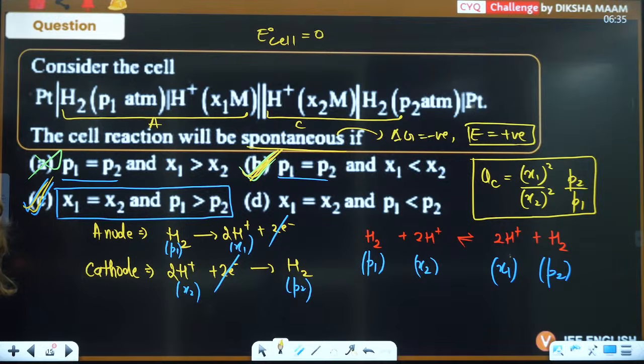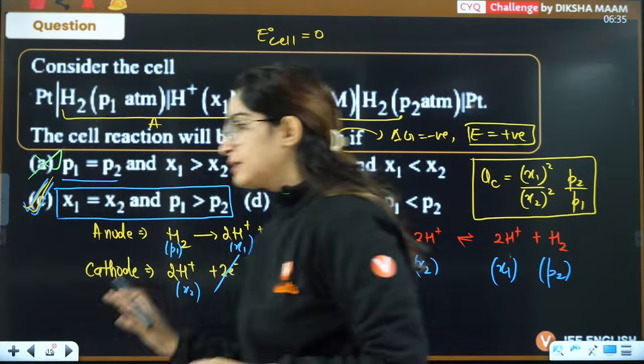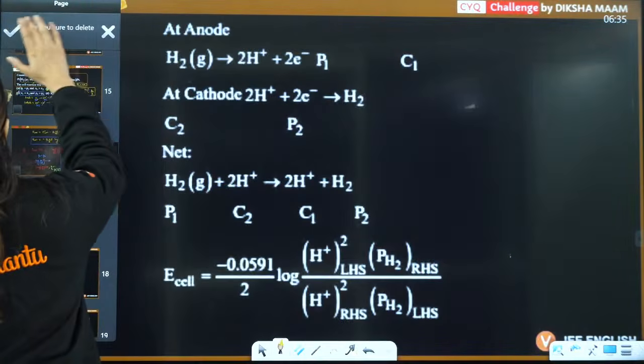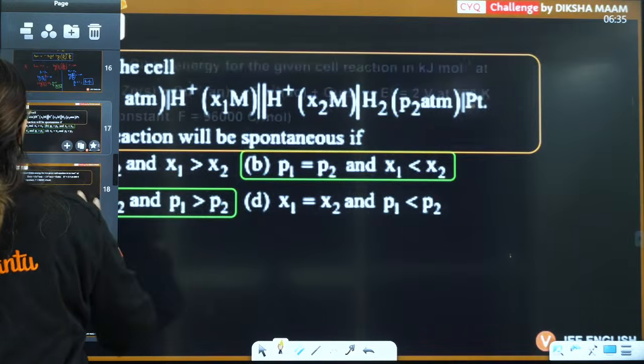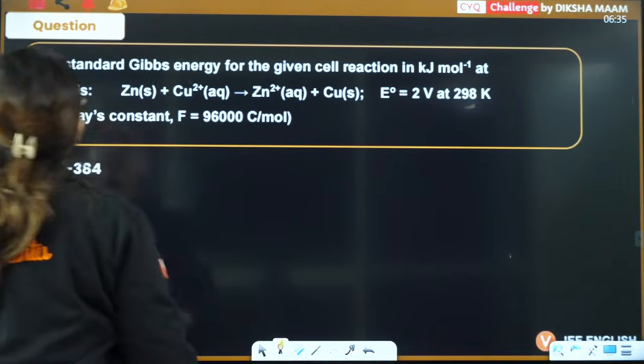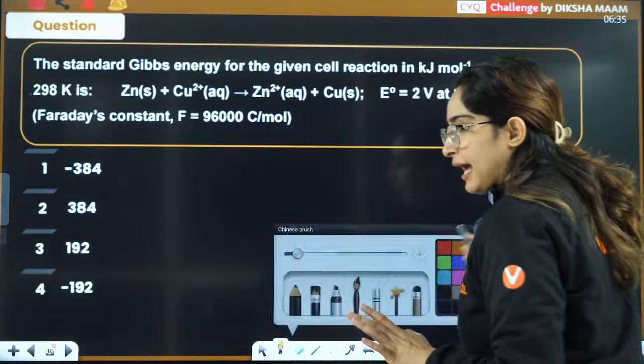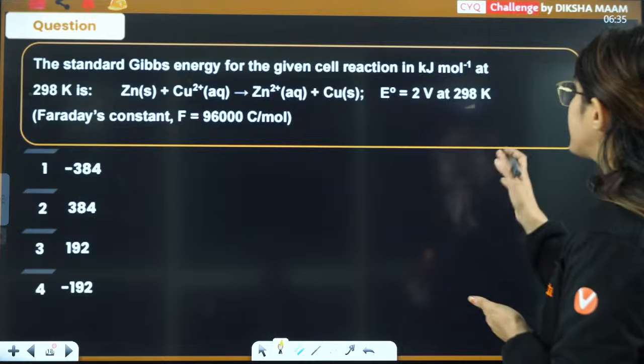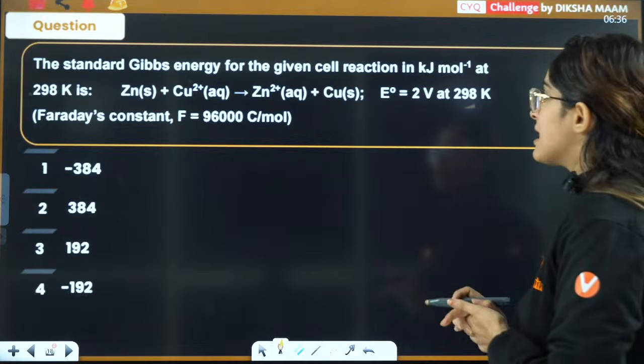Okay, thank you. Done. Okay, everybody. Now let's move ahead with the next question. That is the standard Gibbs free enthalpy. They have given the standard Gibbs free enthalpy for the given reaction in kilojoule, right?